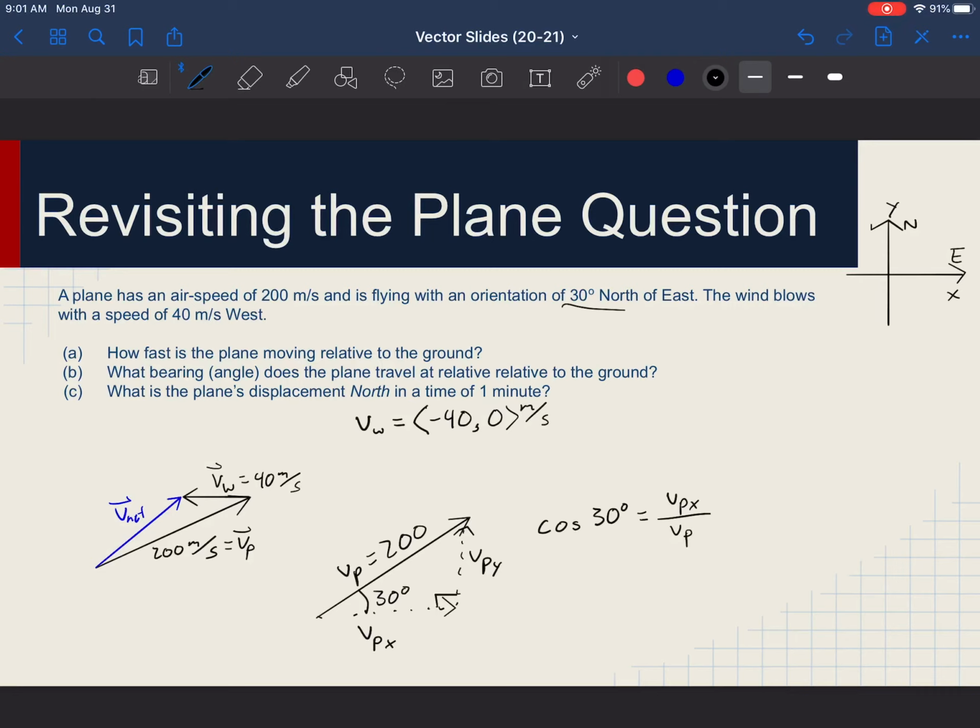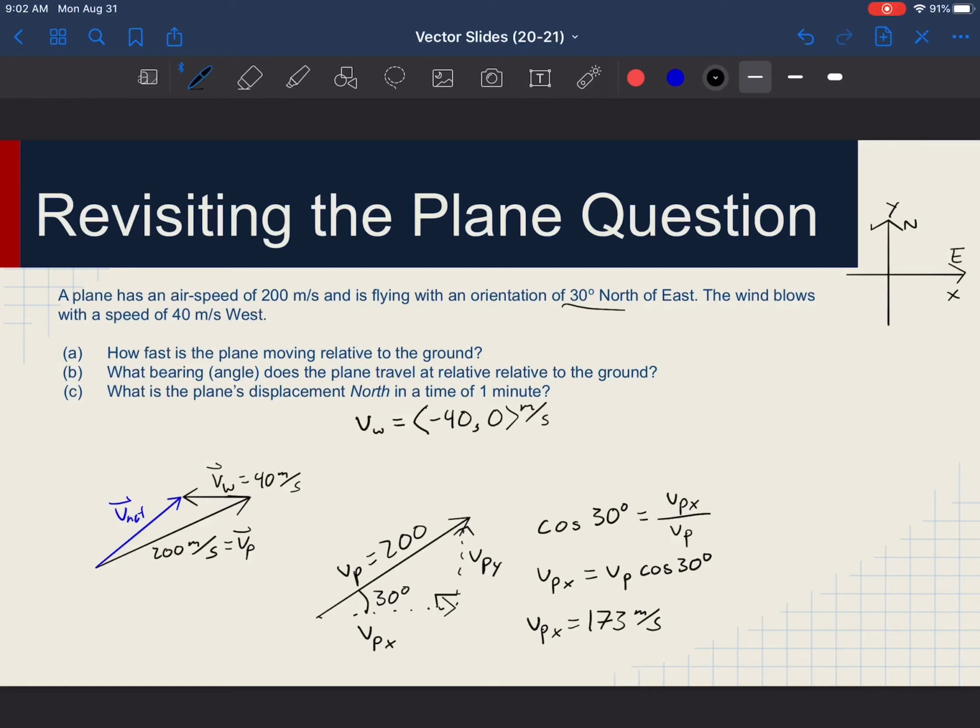To solve for VPX, VP times cosine 30, which gives 200 times cosine of 30. Cosine 30 is 0.866, so it's about 173. I'll write that in right here, in meters per second.